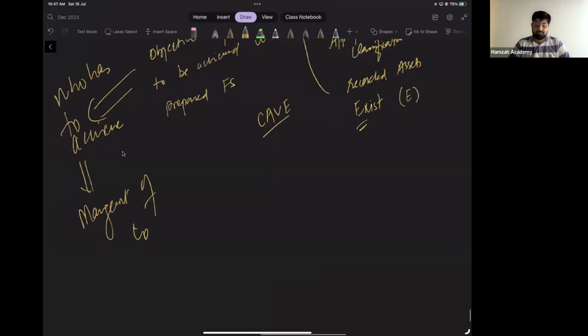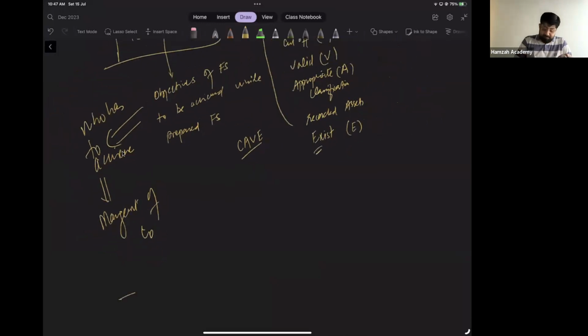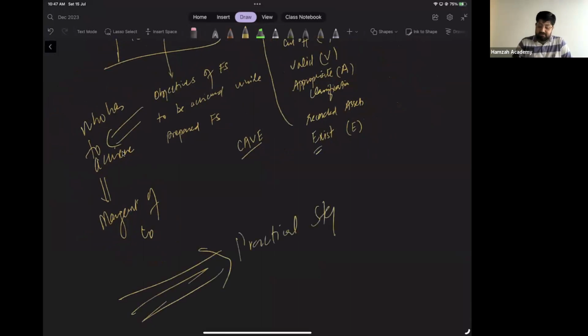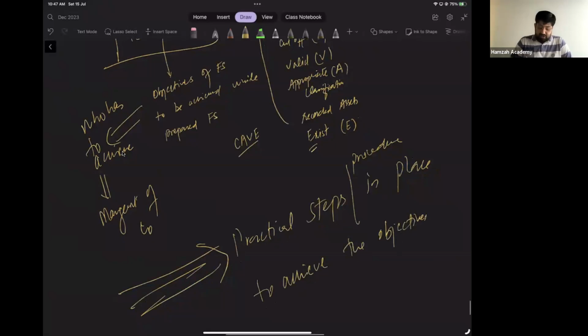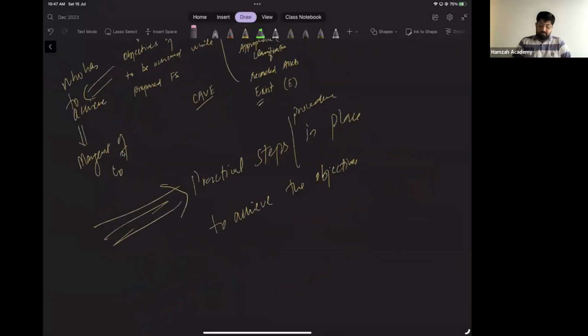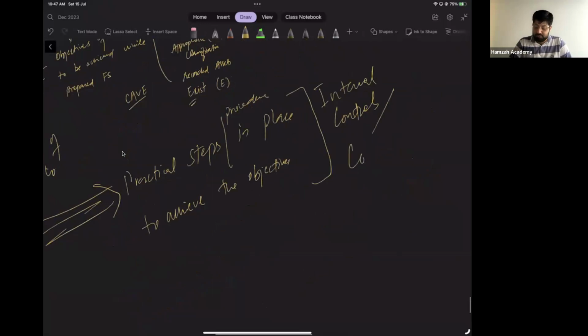Now, students, the company has practical steps and procedures in place to achieve the objectives. These are called internal controls or control procedures.